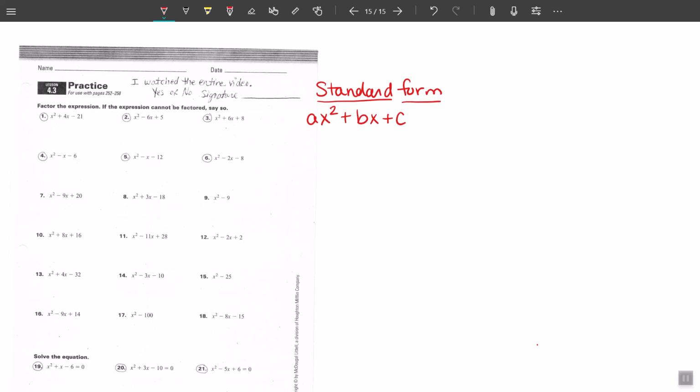All of these are written in that form, so we're going to review factoring with that form of the equation. Hopefully you remember that if we're looking at number 1, for factors of negative 21, we're looking for factors of the c that multiply together and add up to the b coefficient, which in this case is positive 4. So we're looking for numbers that multiply to negative 21 but add to positive 4.